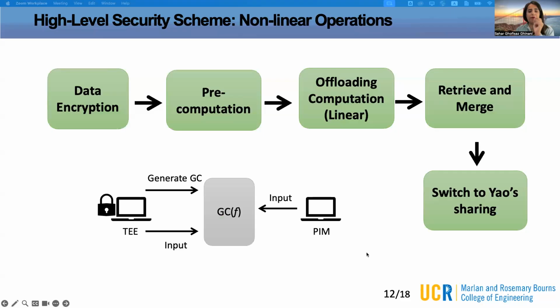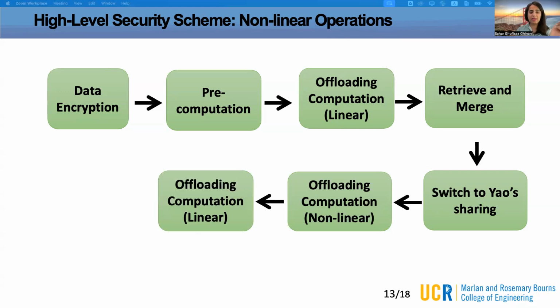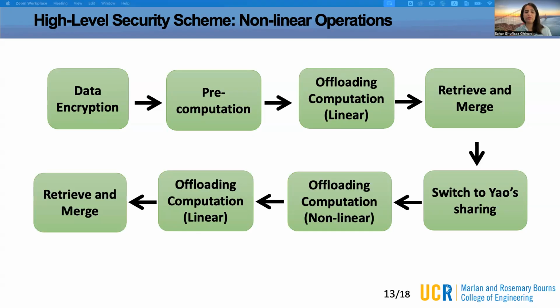So then both of our parties can input their encrypted data to the circuit to have the final result of the computation. Okay, so when we are done also with the nonlinear part of the computation, the rest is the same scenario as before: performing the rest of the linear computation, and then merging the results from PIM and TEE on the TEE side to get the final result.